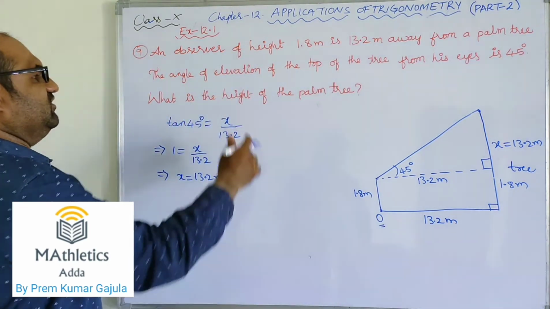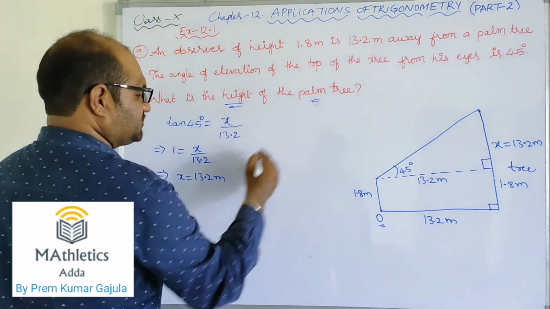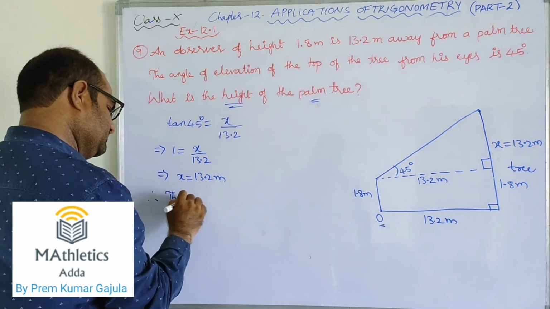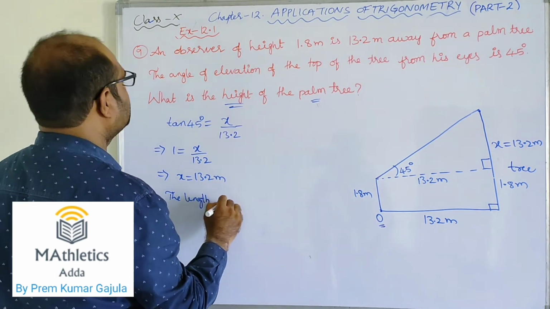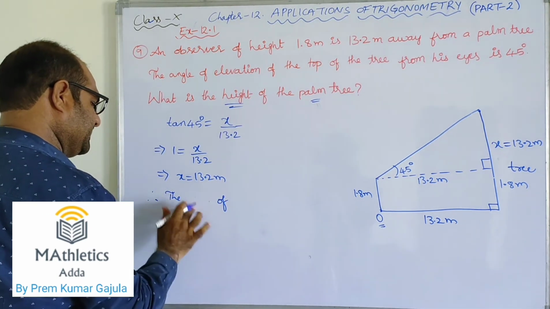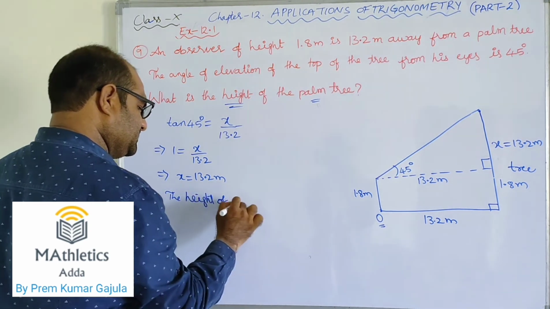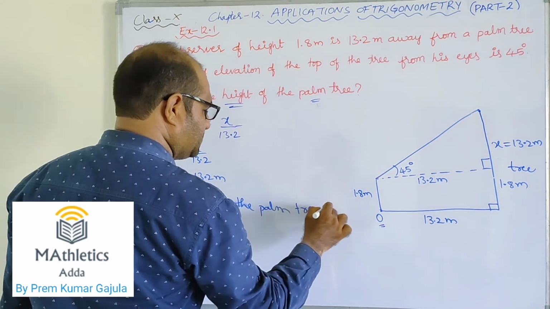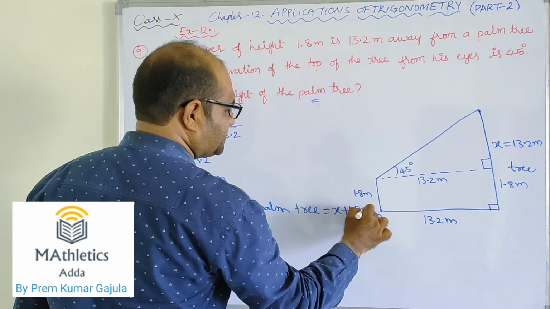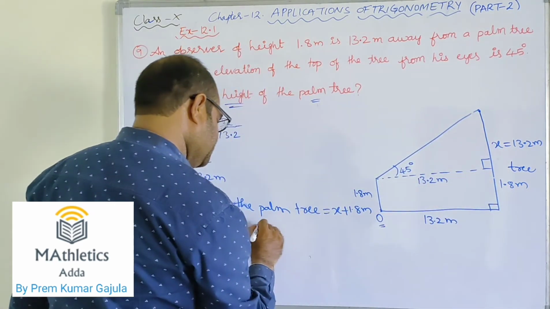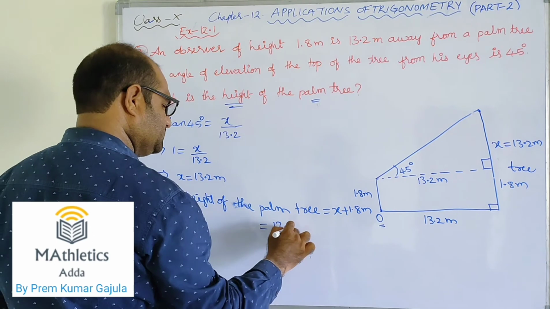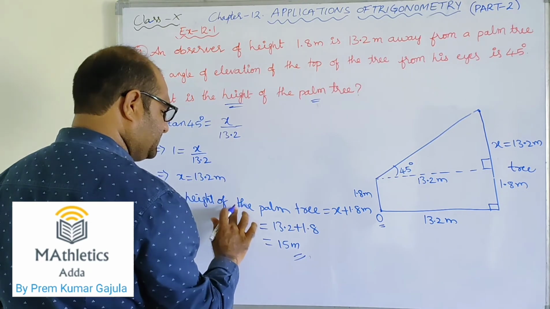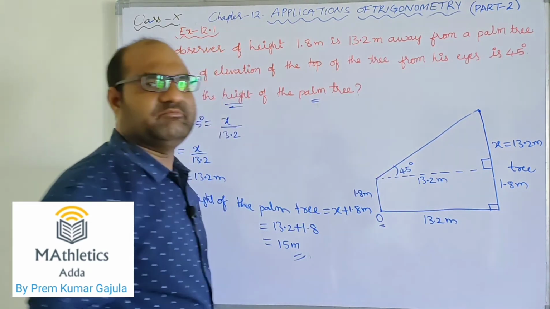Okay, and what we want is the full height of the palm tree, that is the total length of the palm tree. So therefore the height of the palm tree is what? X plus 1.8. This x plus 1.8, that is x value we have got as 13.2 plus 1.8, that is 15 meter is our required length of the height of the palm tree.